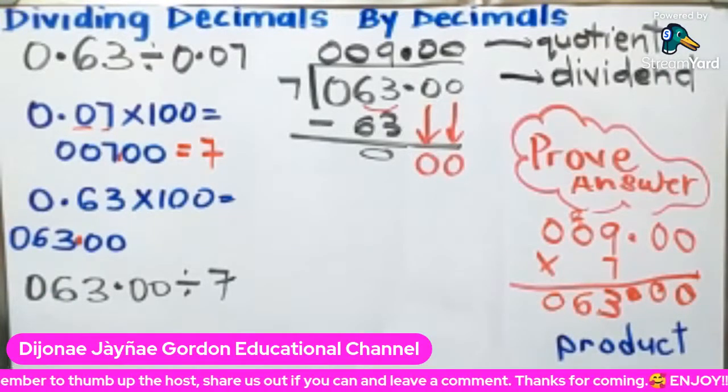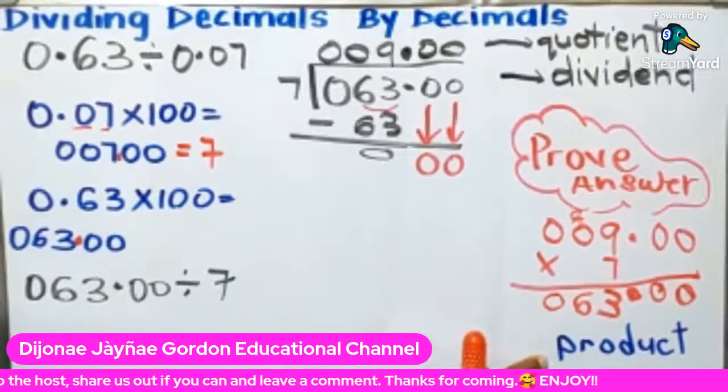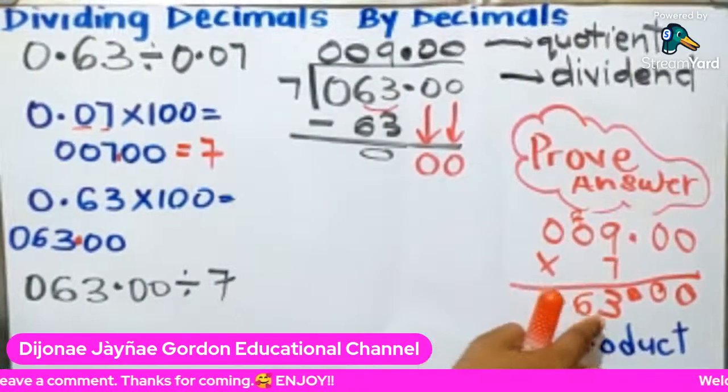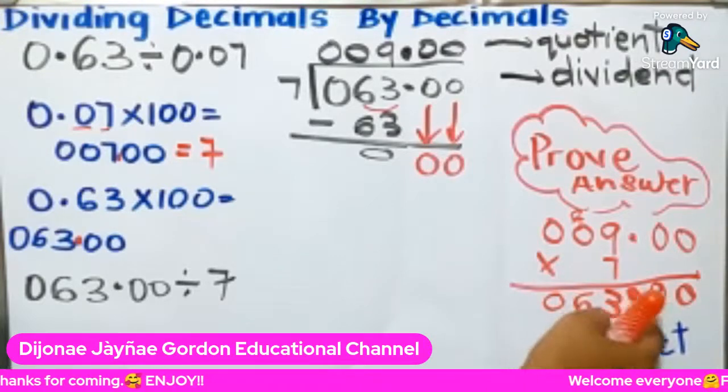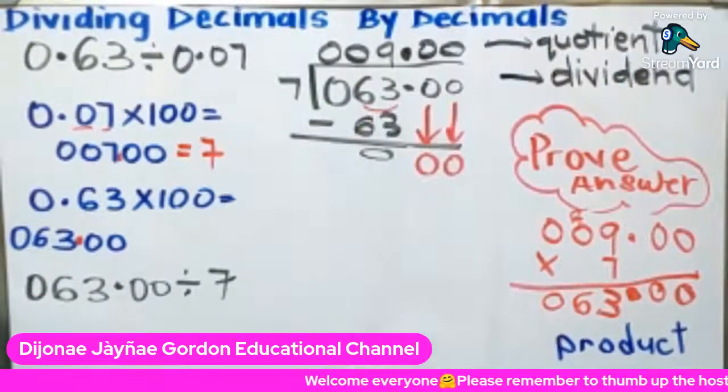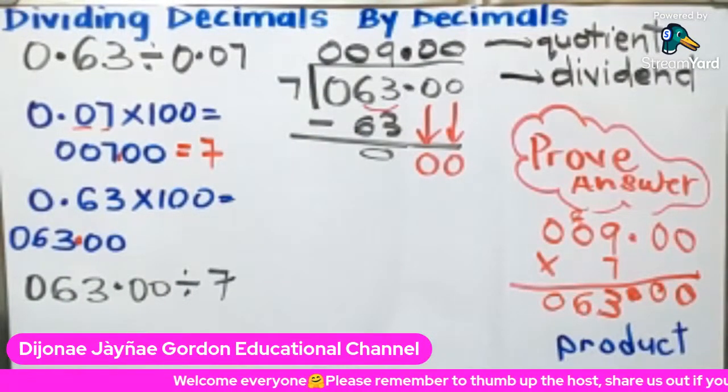So let's check to see if our product right here is the same thing as our dividend. So we have 0.6300. All right, 0.6300. So this is telling us that our working is done.